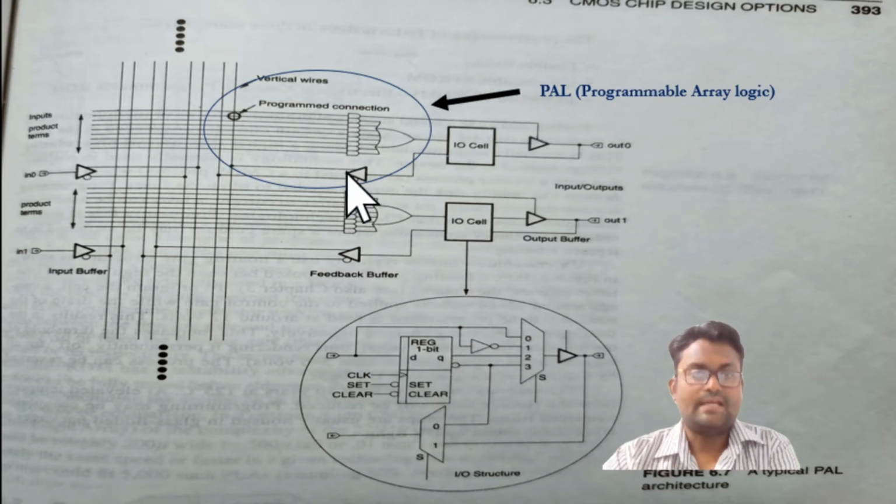Okay, when the AND gate is programmable and the OR gate is fixed, this type of programmable device is known as programmable array logic. And when in a certain structure the AND gate is programmable as well as the OR gate is programmable, that type of programmable device is known as PLA, programmable logic array. This is the difference between these two types of programmable logic devices. One is PLA and the other one is PAL.